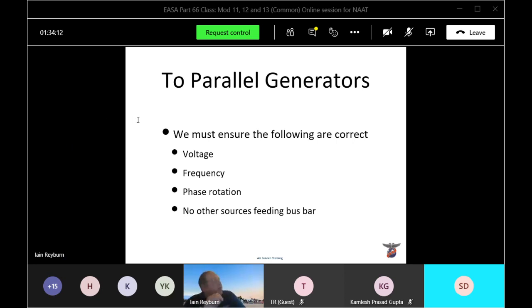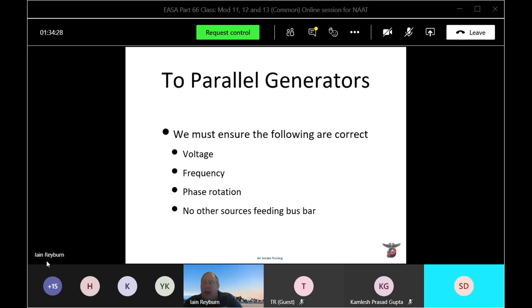So the big thing we need to think about when connecting generators to a synchronizing or parallel distribution system is the three big things: voltage, which must be the same.